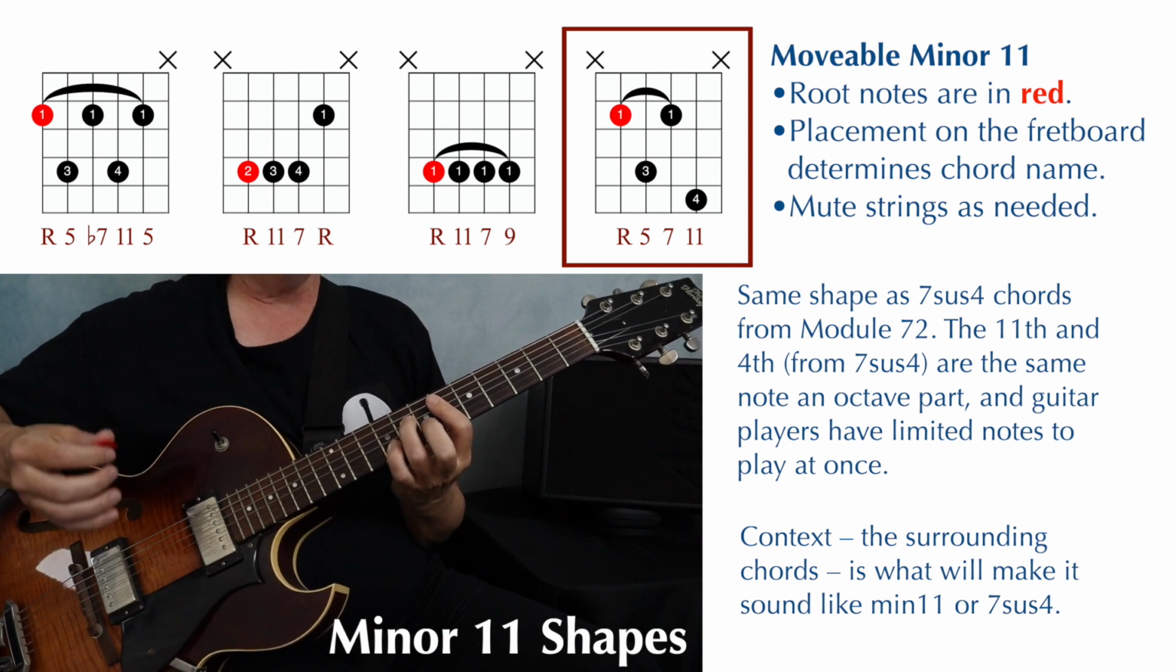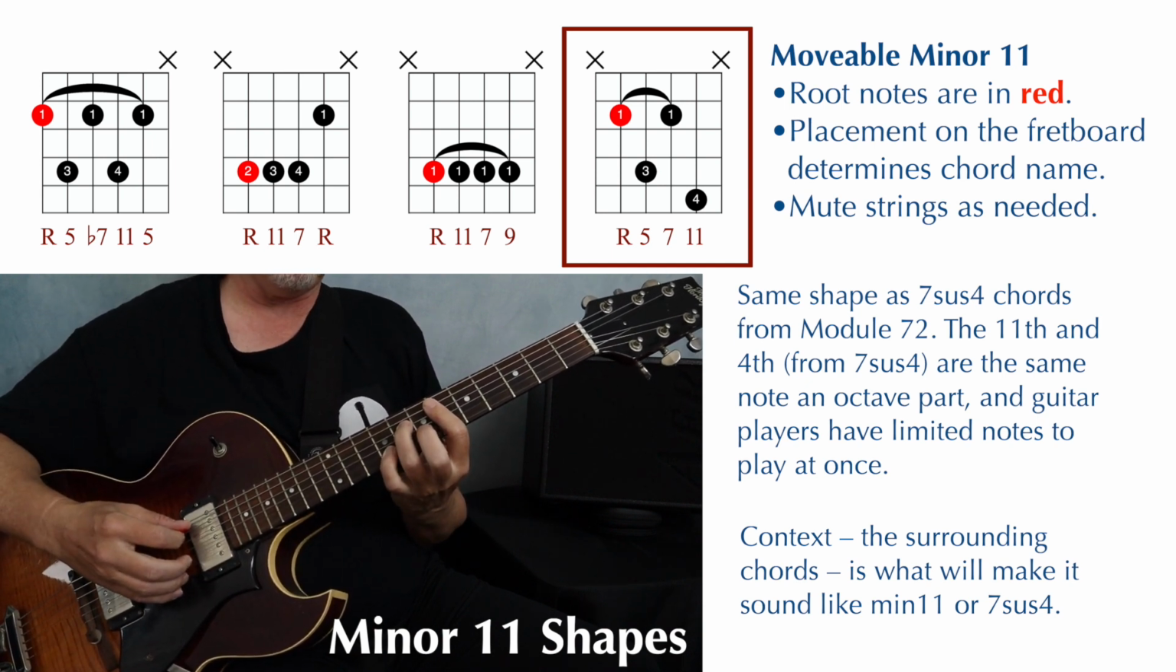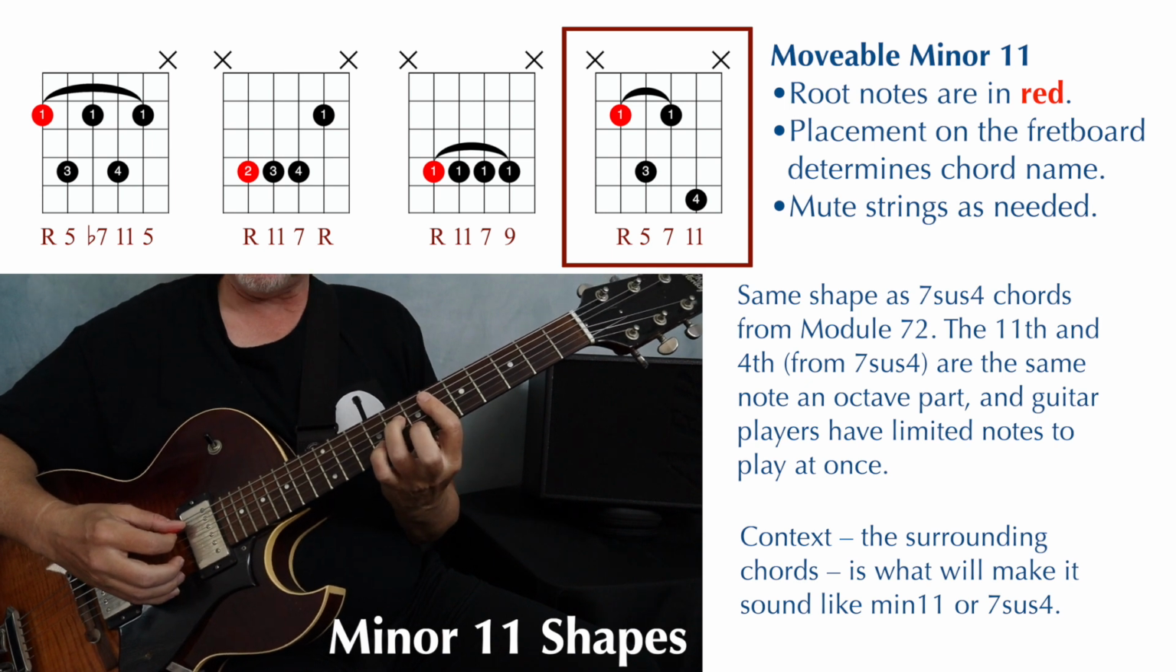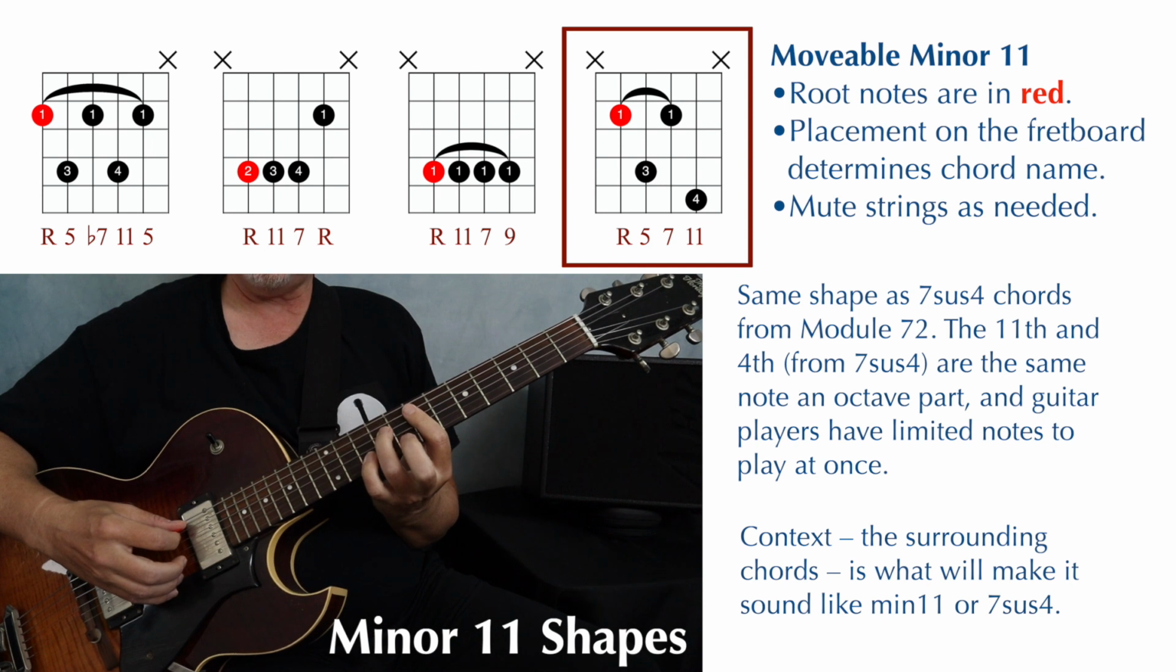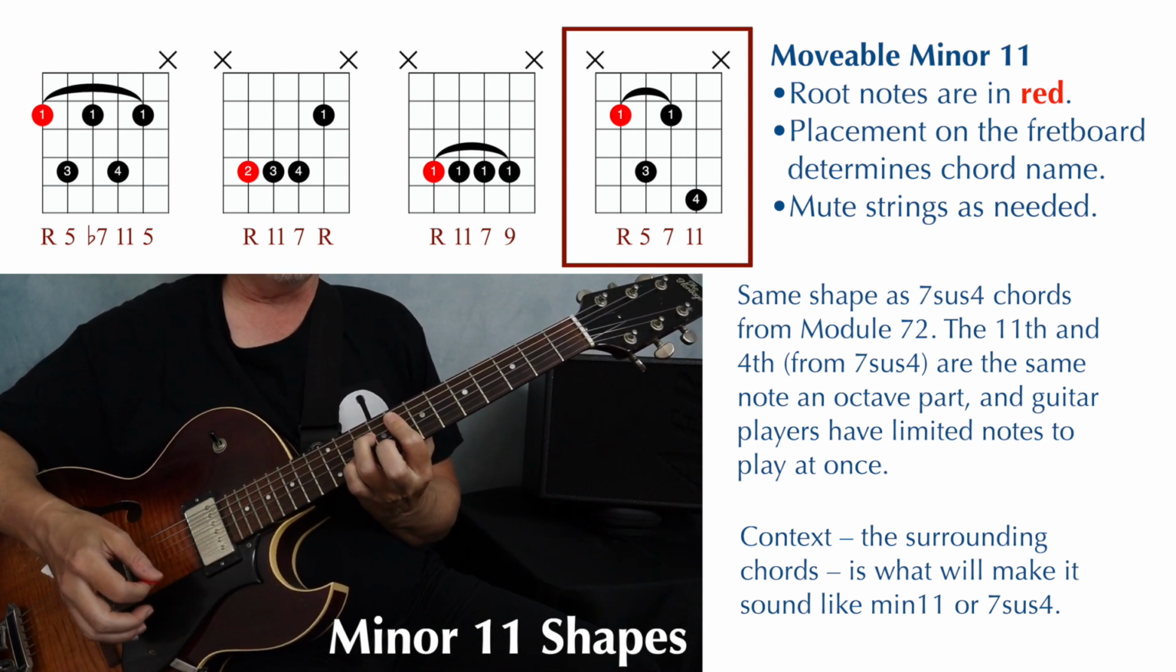And like all the others, this is a movable chord shape because there are no open strings. This would be an E flat minor 11 because of where I'm playing the root. Move it up, now it's an E minor 11. Move it up again, it's an F minor 11.